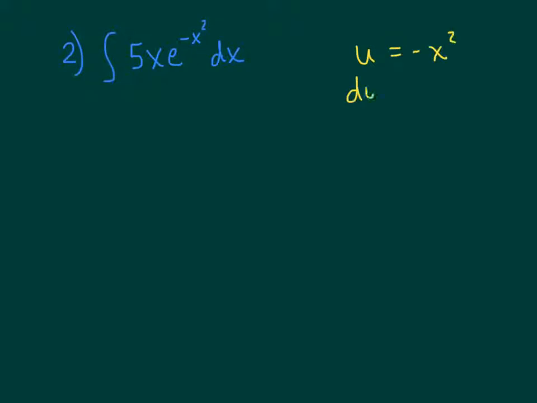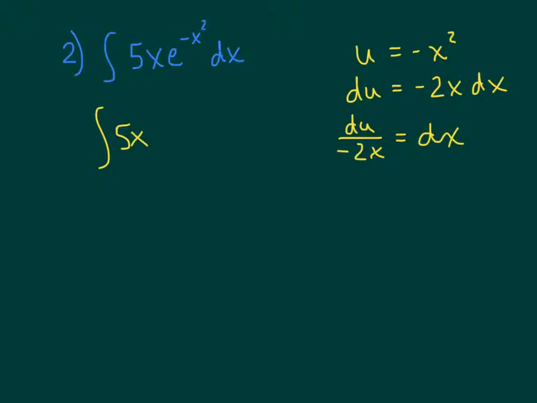Take the derivative, du equals negative 2x dx. Okay, solve for dx, so du divided by negative 2x equals dx. All right, now let's go ahead and substitute that back into the original and see what happens. So the integral of 5x e to the u, and instead of dx, I'm going to replace that with du divided by negative 2x. Remember, we've talked about this is a success when you are able to cancel out everything that is not in terms of u.